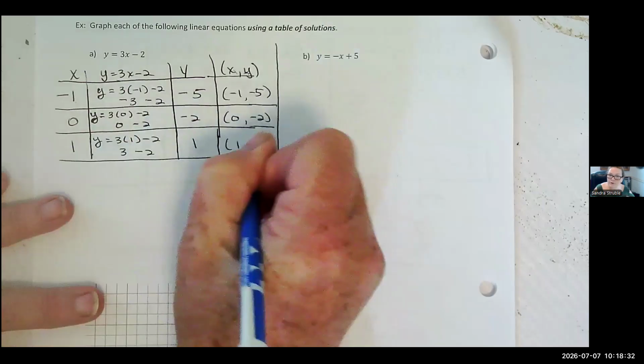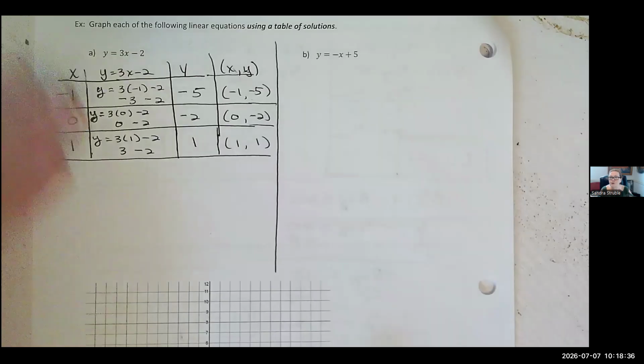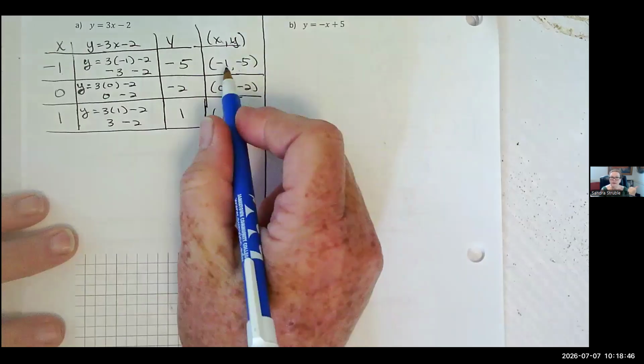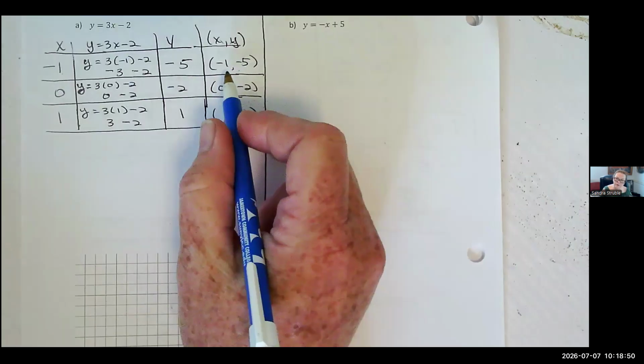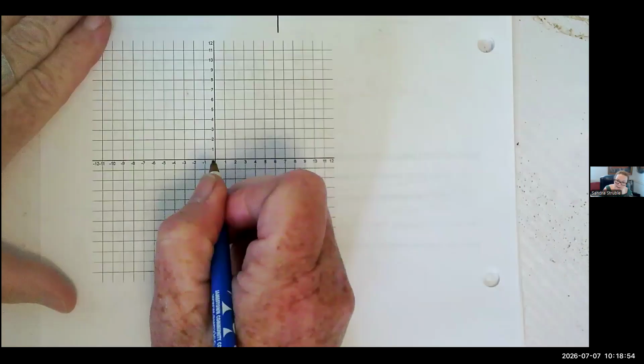All right, let's go down here. Let's completely finish this one because the next one I want you to do yourself and then come back to see how you've done afterwards. So the first one I'm going to do is plot -1, -5. That means I have to go to the left 1 and down 5 because remember, x is always first. So from the center, I go left 1 and down 5, place my point.